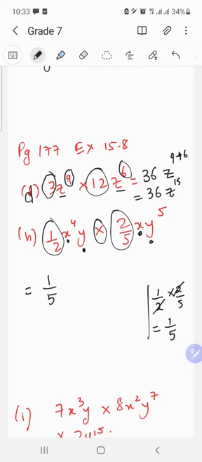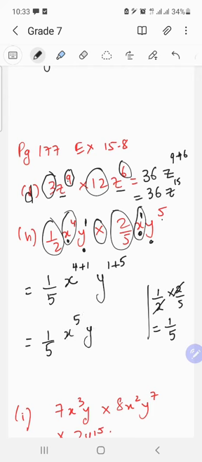Now, we can only add powers if the family are the same. So I'm going to look at the family of X first. This power is 4. And this power has nothing on it, so I'm going to write 1. So it'll be x 4 plus 1. And then y, this one is 1 and this one is 5, so it will be 1 plus 5. And your answer is 1 over 5, x power 5, y power 6.